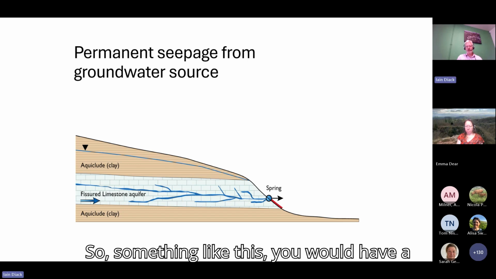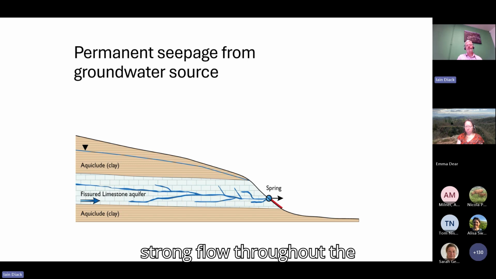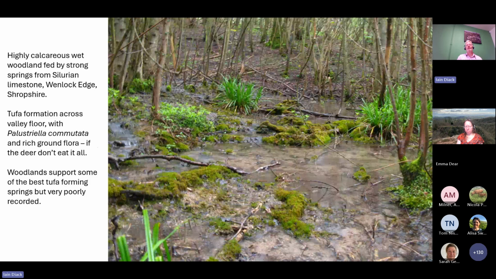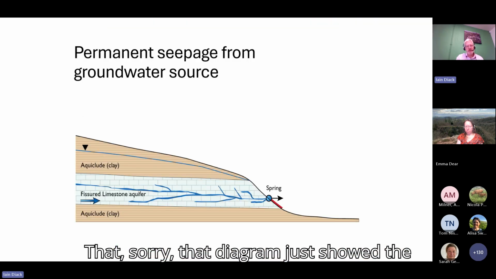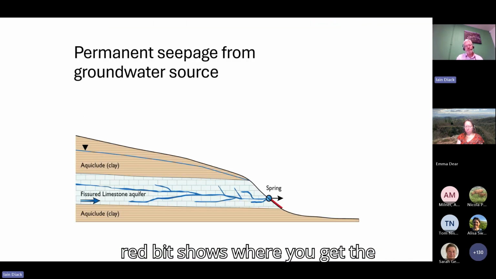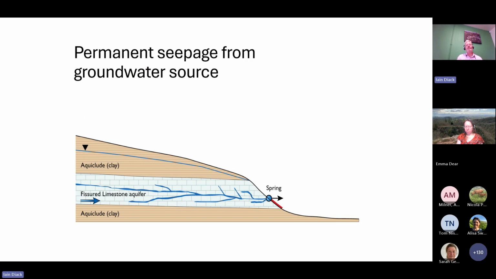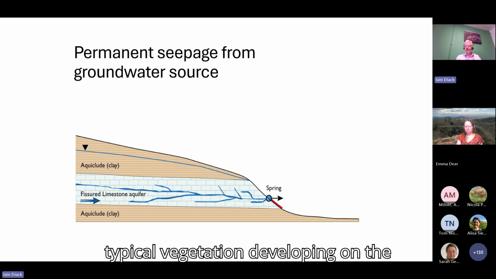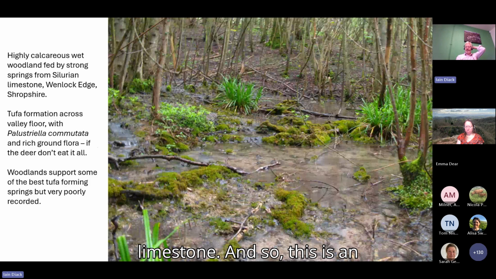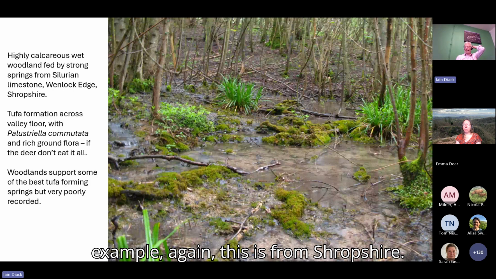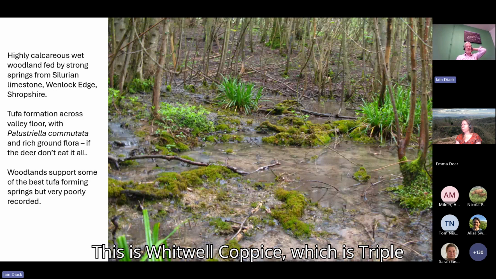So with something like this, you would have a strong flow throughout the year, generally. That diagram just shows, in the red bit, where you get the typical vegetation developing on the limestone. And so this is an example. This is from Shropshire. This is Whitwell Coppice, which is a triple SI.